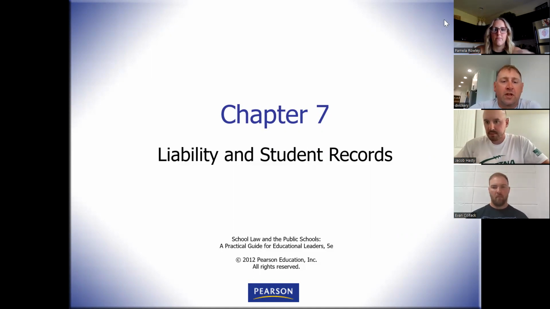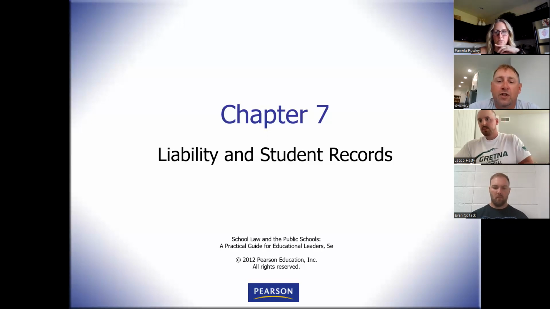So chapter 7, liability and student records. A lot of it hinges on the FERPA laws, which is the Family Educational Rights and Privacy Act. It's intended to give students and parents rights when it comes to the information that schools collect and distribute. As a whole, it allows parents and students access to those educational records that schools collect, and it also limits what schools can put out there as far as information collected.